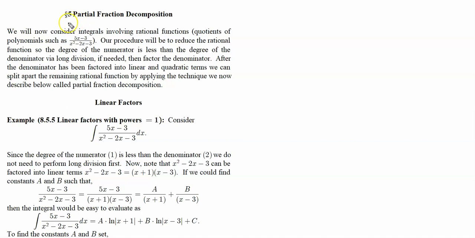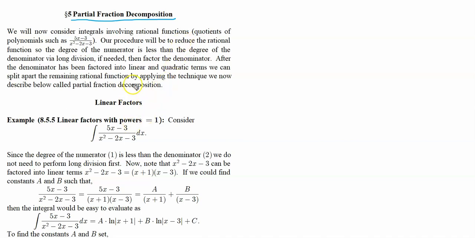Hello everyone. In this video, we're going to take a look at an integration technique called partial fraction decomposition. Now, partial fraction decomposition is a procedure that we can use to evaluate the antiderivatives for rational functions. Remember, a rational function is the quotient of two polynomials.